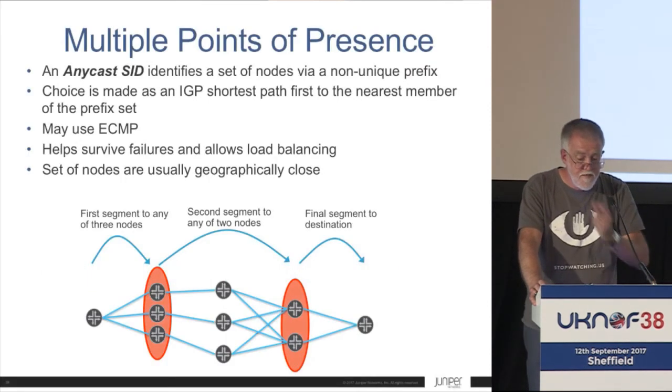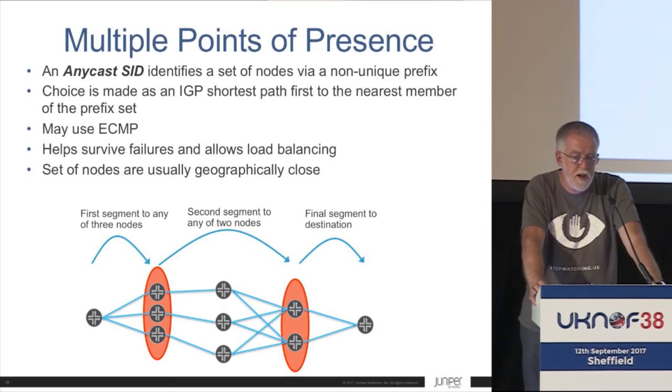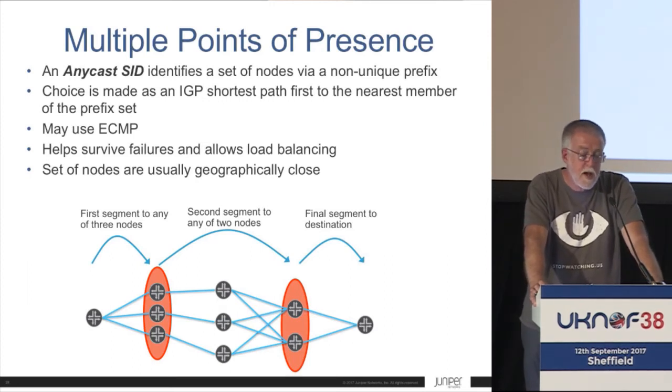There are two advanced types of segment identifier I want to cover. The Anycast SID. The Anycast SID turns out to be really helpful for getting you past failure points, getting you past bottlenecks, and for load balancing. And what you do is put in a segment identifier that identifies a choice of next hops. And they can be multiple hops away, or they can be adjacent.